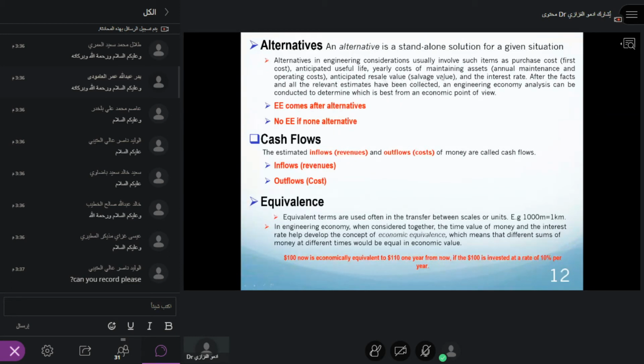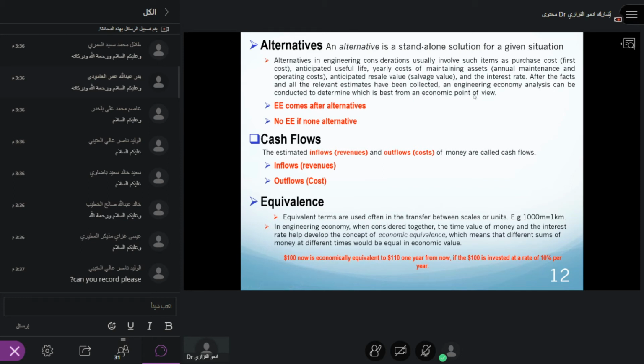Anticipated resale value, salvage value. When you are selling an item, what is the resale value of this item? Just like I said with Toyota and Honda, what is the resale value of Toyota and what is the resale value of Honda if you are to sell it? These are the kind of things economists in the industry usually talk about when talking about alternatives. Also interest rates. After all these facts and all the relevant estimates have been collected, an engineering economy analysis can be conducted to determine which is the best from an economic point of view.